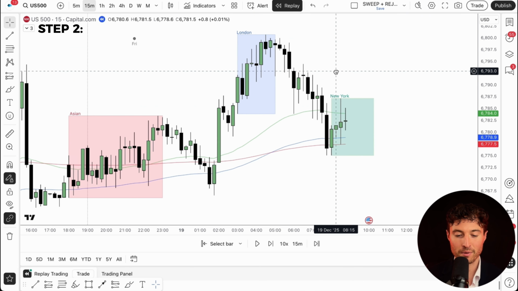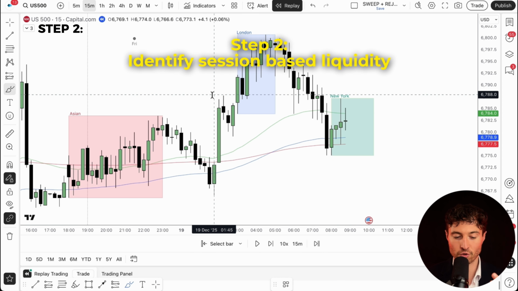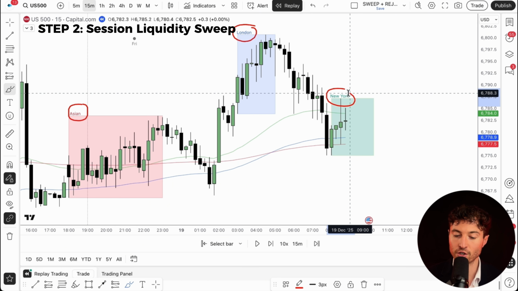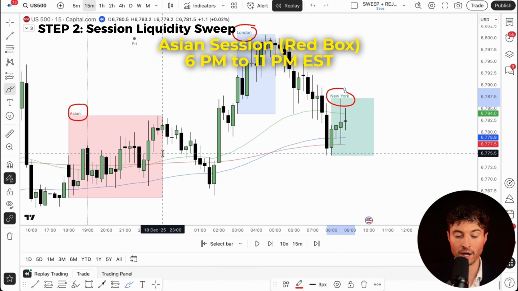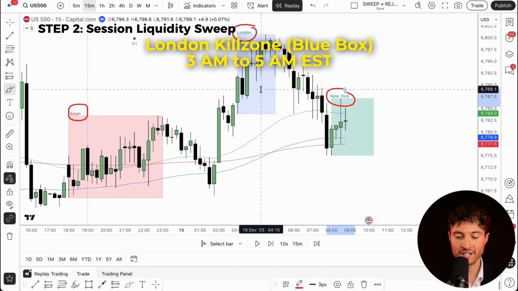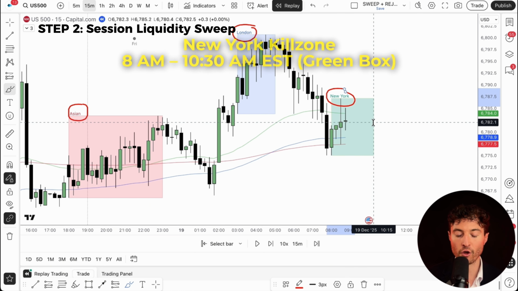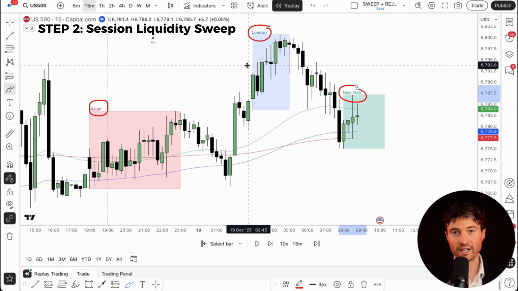And so this is step number 2. As you can see right now, there are 3 different colored boxes on my screen. We have the Asia session in red, the London kill zone in blue, and the New York kill zone in green. The Asia session is from 6 p.m. until 11 p.m. Eastern. London is from 3 till 5 a.m. Eastern, and New York is from 8 until 10:30 a.m. Eastern. We use these shaded areas to know when we're going to be trading in the market, and second, we can use them to identify session-based liquidity.